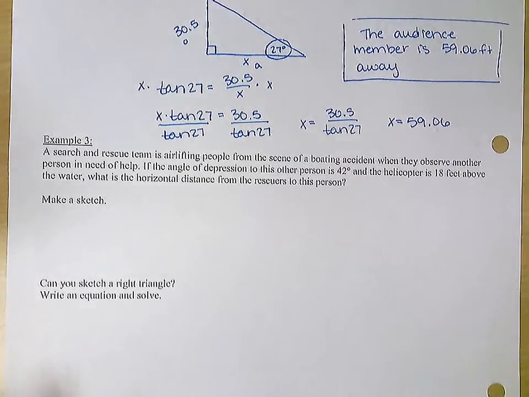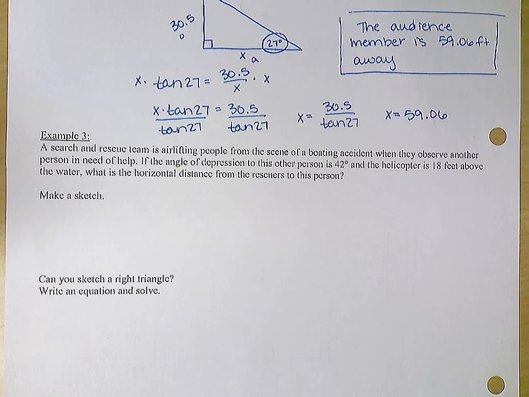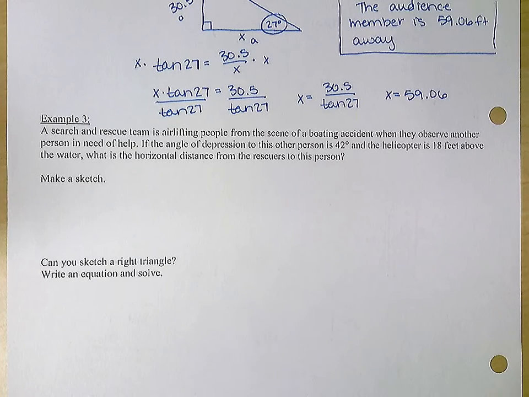All right, then example 3 is an angle of depression example. So the last 2 were angles of elevation, so this one is a little bit different. A search and rescue team is airlifting people from the scene of a boating accident when they observe another person in need of help. If the angle of depression to this other person is 42 degrees and the helicopter is 18 feet above the water, what is the horizontal distance from the rescuers to this person?